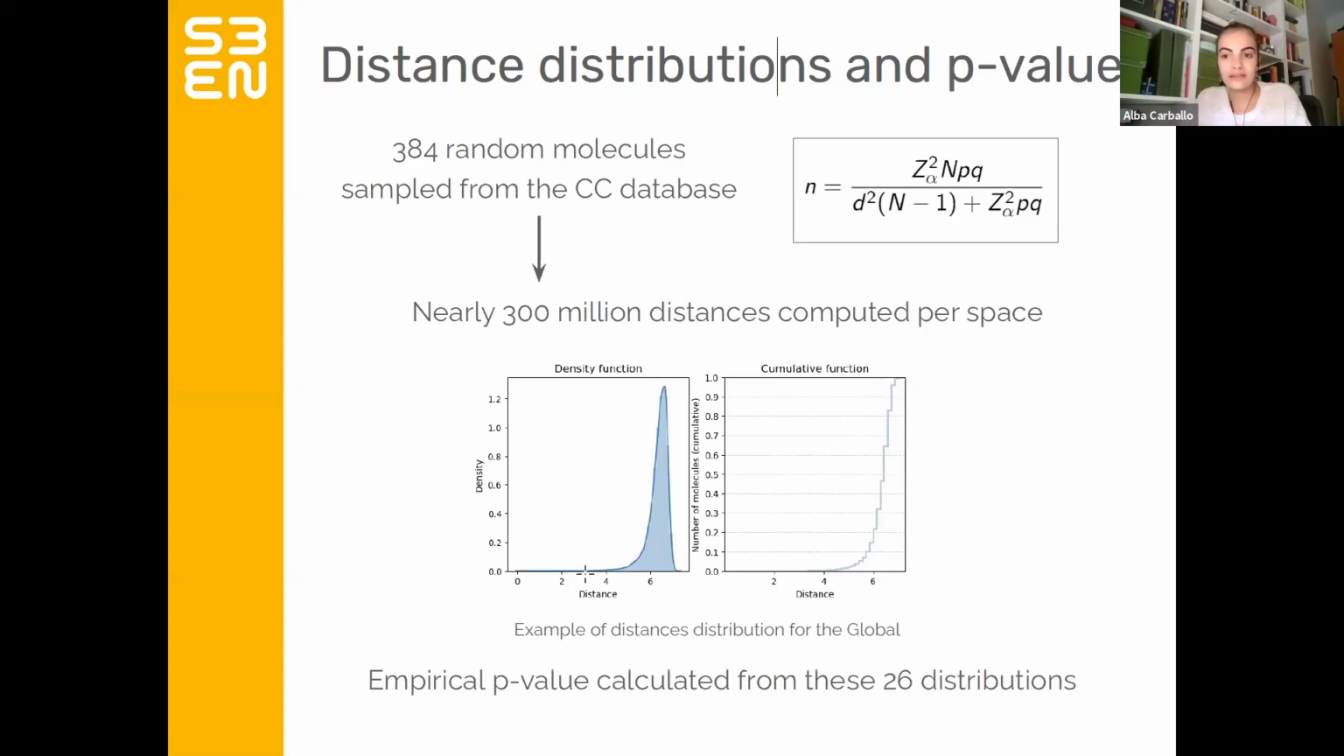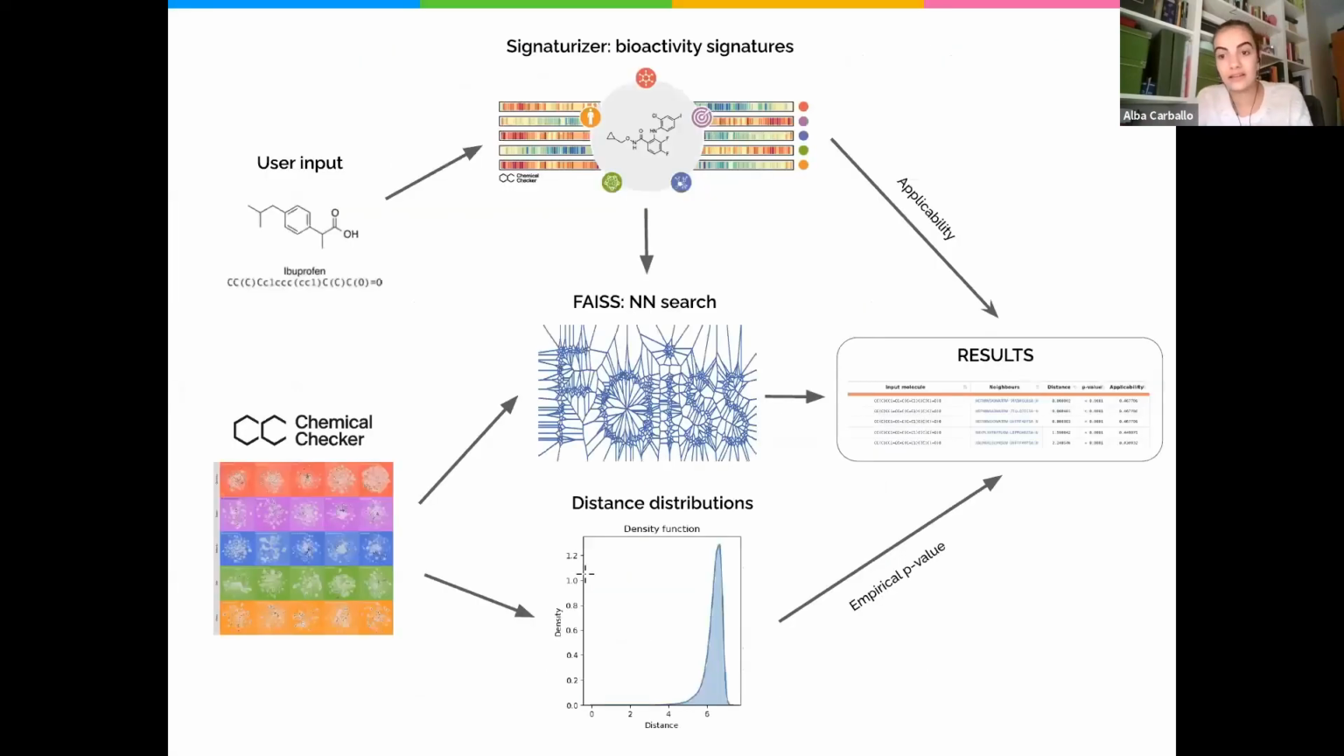So this is the complete tool, and here you can see a little summary of how it works. We get a user input that goes to the signaturizer, and then to the nearest neighbor search. Also from the chemical checker database, we train the indexes of the FAISS search, and we build the distance distributions. And from here, we get the applicability, the empirical p-value, and the nearest neighbor search. And we can have a result that will look like this.